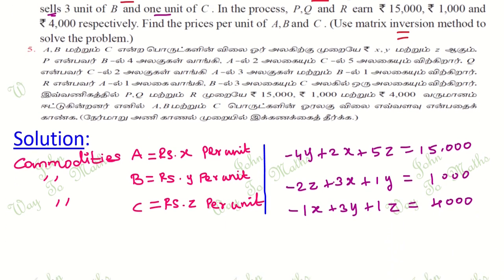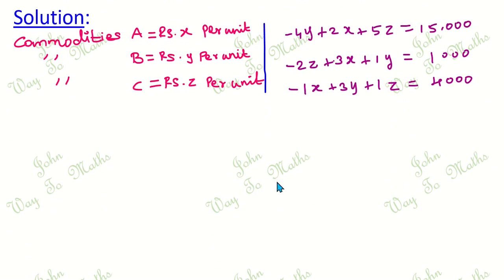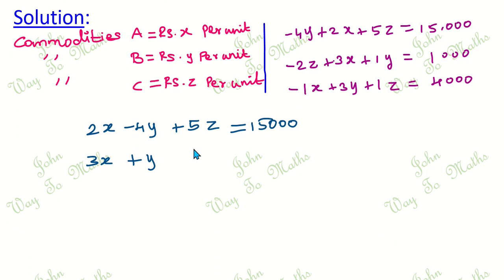So here I am going to arrange the given equations. First equation: 2x minus 4y plus 5z is equal to 15,000. Then the second equation becomes 3x plus 1y minus 2z is equal to 1,000. Then the third equation becomes minus 1x plus 3y plus 1z is equal to 4,000.